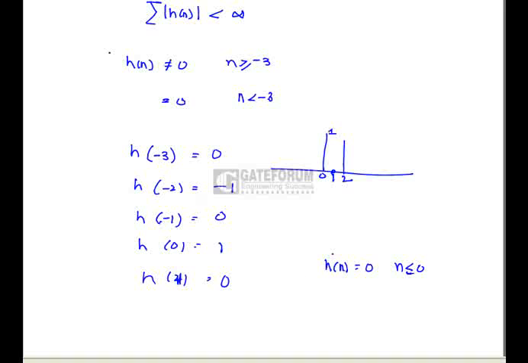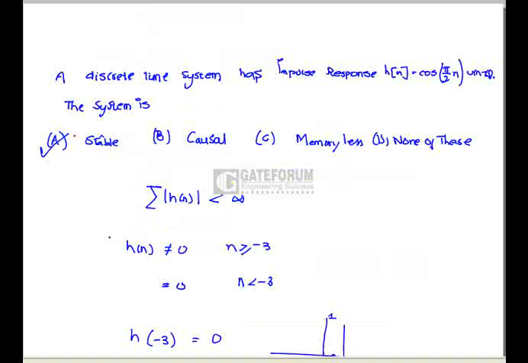See, if we want to check the memoryless condition, what does it mean? The h of n has to depend only on the present value of n. But here if we take h of n at 0, we will get cos 0 u of 3, which depends upon the future value of the input. Hence it is a memory system, so it is a stable system. Hence option A is correct.